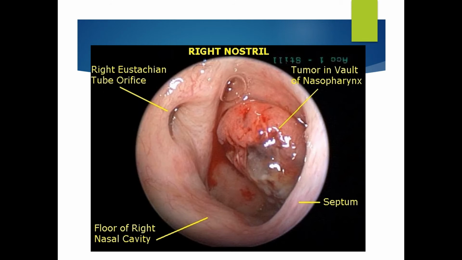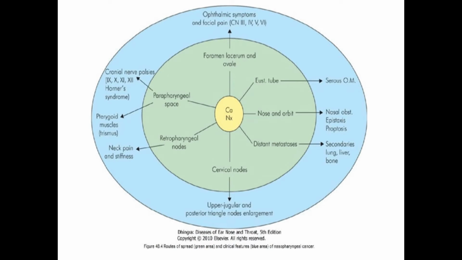Okay, this is an endoscopic view of the nasopharynx via the right nasal cavity. You can see an obvious mass which is ulcerating and bleeding. Laterally is a right eustachian tube. Anteriorly is a floor of right nasal cavity and the septum.